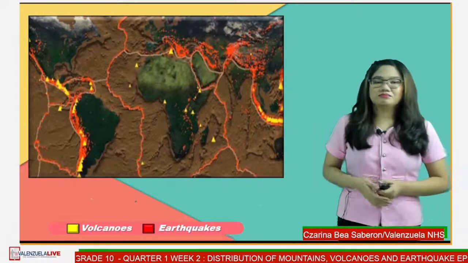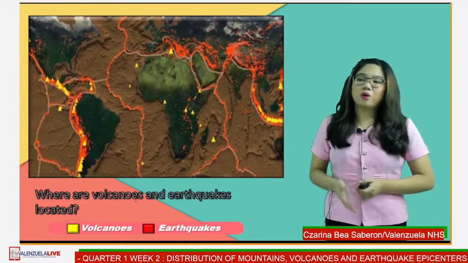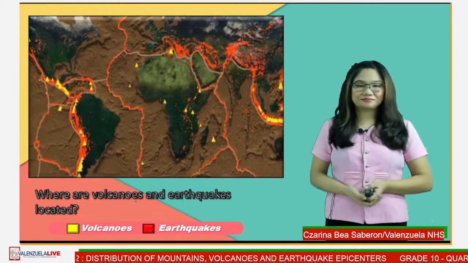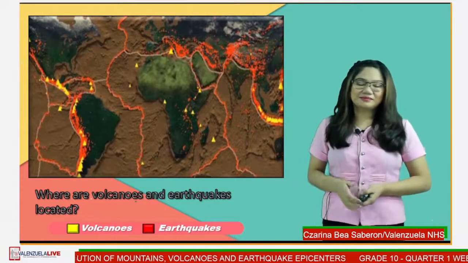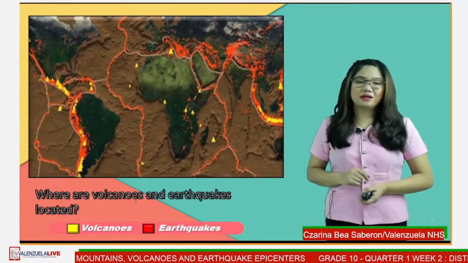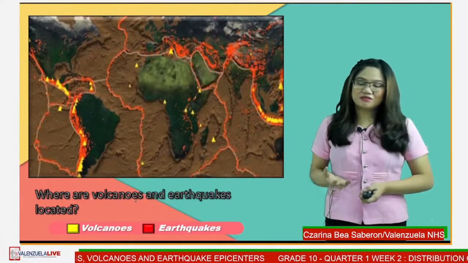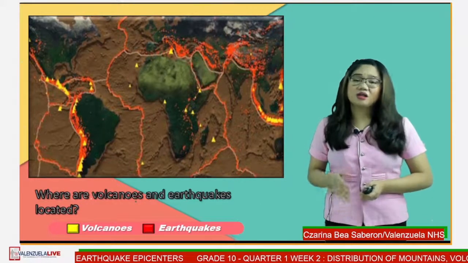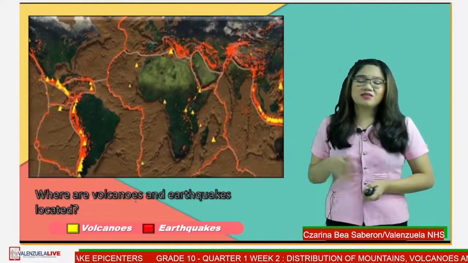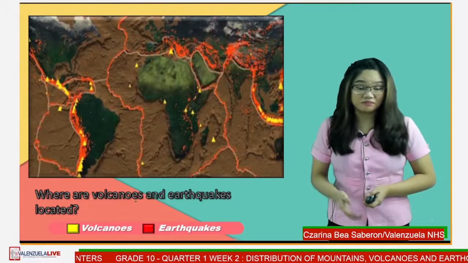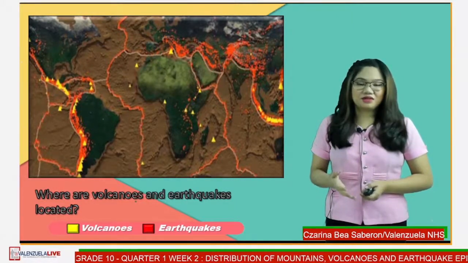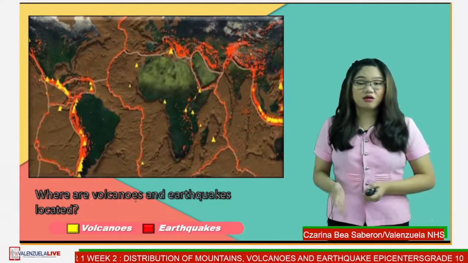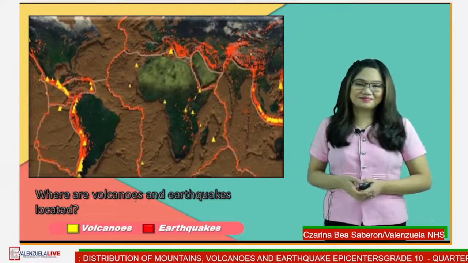So my question is, where are volcanoes and earthquakes usually located? So there, based on the map, earthquakes and volcanoes are actually located at the edges of the plate boundaries. And also, if you could observe, they are not randomly distributed. Instead, as you can observe there, the location of the volcanoes is also the location of the earthquake epicenters. So let's have the next one.